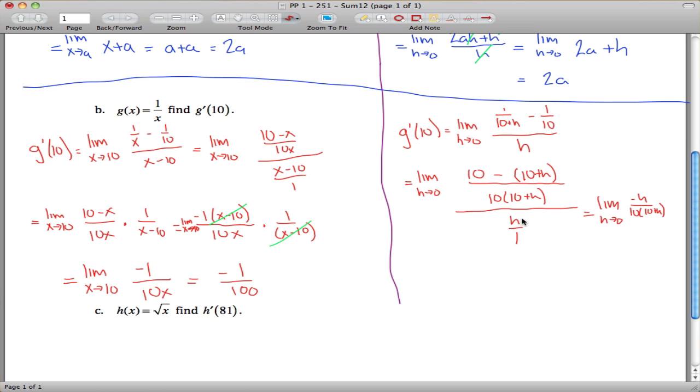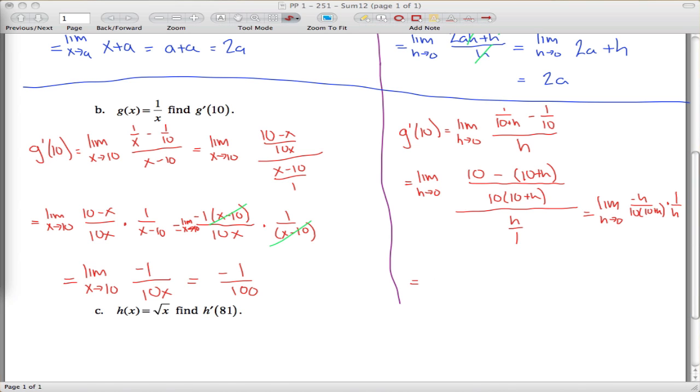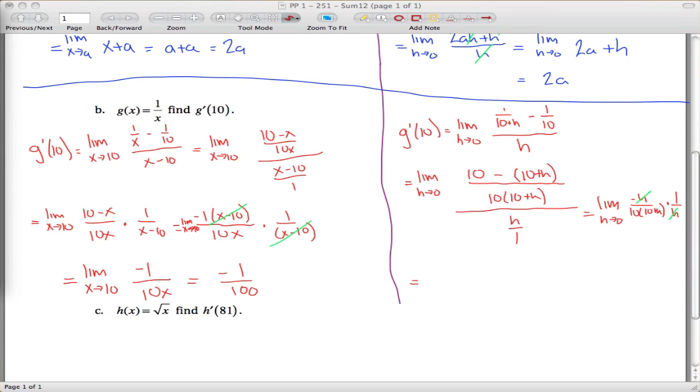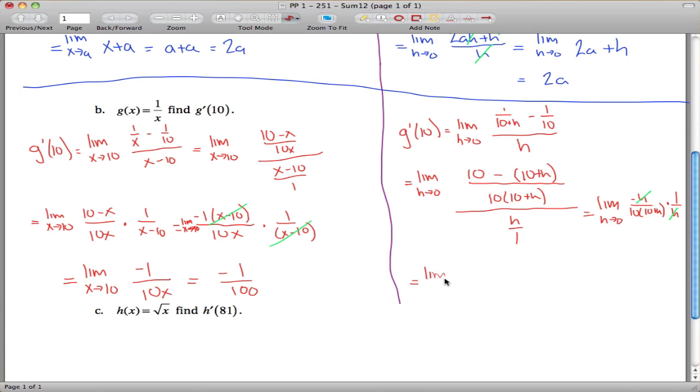And to divide fractions, it's like multiplying fractions, but you have to multiply by the reciprocal. So you flip this upside down, we get 1 over h here. So the reason we did all that is because this h here and this h here cancel each other out. We get this is equal to the limit as h approaches 0 of negative 1 over 10 times 10 plus h. And this is a limit we can evaluate. Make the h a 0 here. We get 10 plus 0 is 10. 10 times 10 is 100. Get negative 1 over 100. Same thing we got over here.